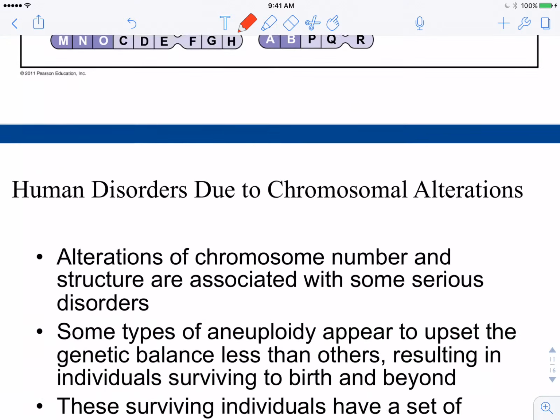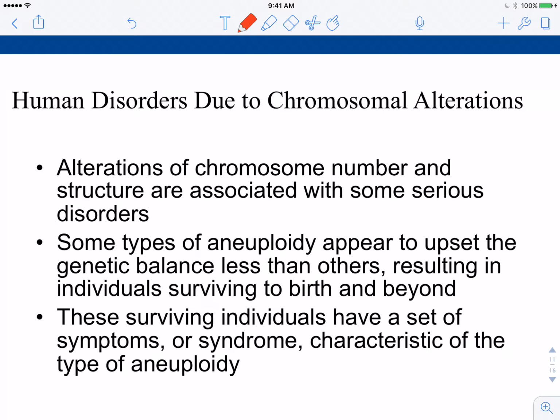And this can have no effect, it can have a huge effect, or it can have a little effect. Okay, so those are the types of chromosomal abnormalities or alterations that we're going to be talking about. Let's look at some human disorders that are a result of this type of thing.